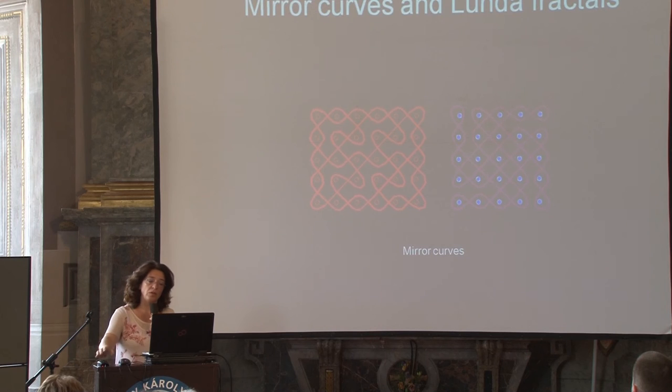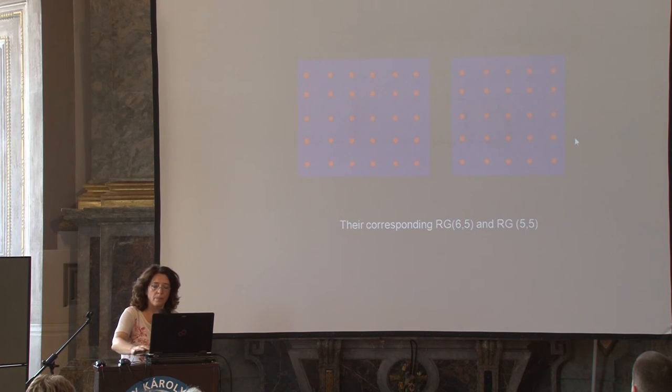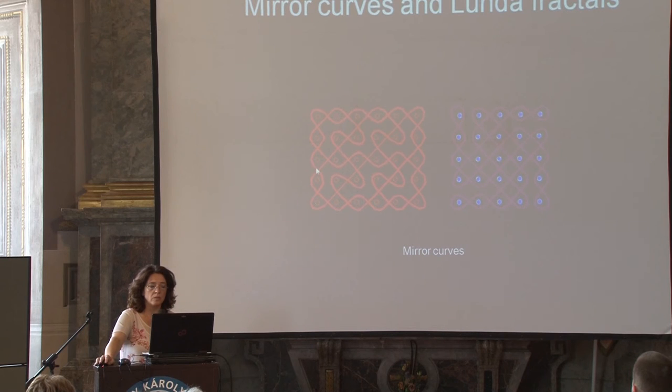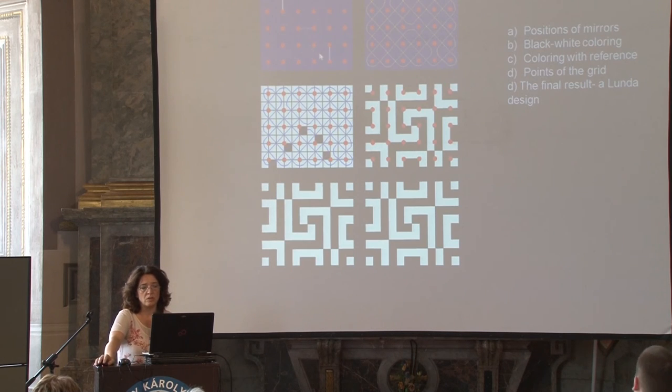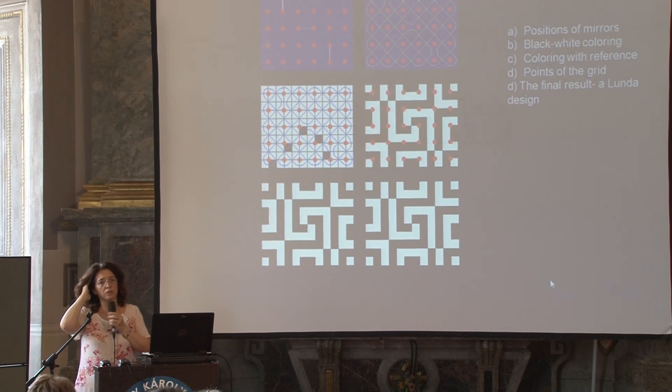We can go in the opposite direction. If we see such miracles, we can make rectangular grids. This is 5 by 6, and 5 by 5. After that, to look and see, okay, I should put a mirror here, here, here, and so on, and after that reconstruct the whole thing. So this is the rectangular grid which needs to have a mirror inside. Go with this mirror all around, put black and white squares, or put color in these smaller squares, then delete all the points, and you have something which is known as Lunda design.